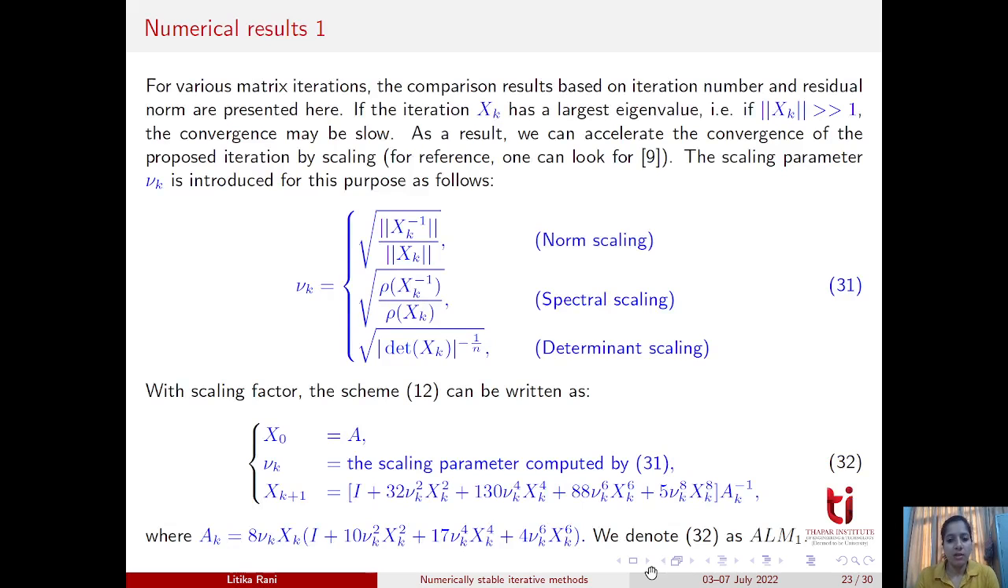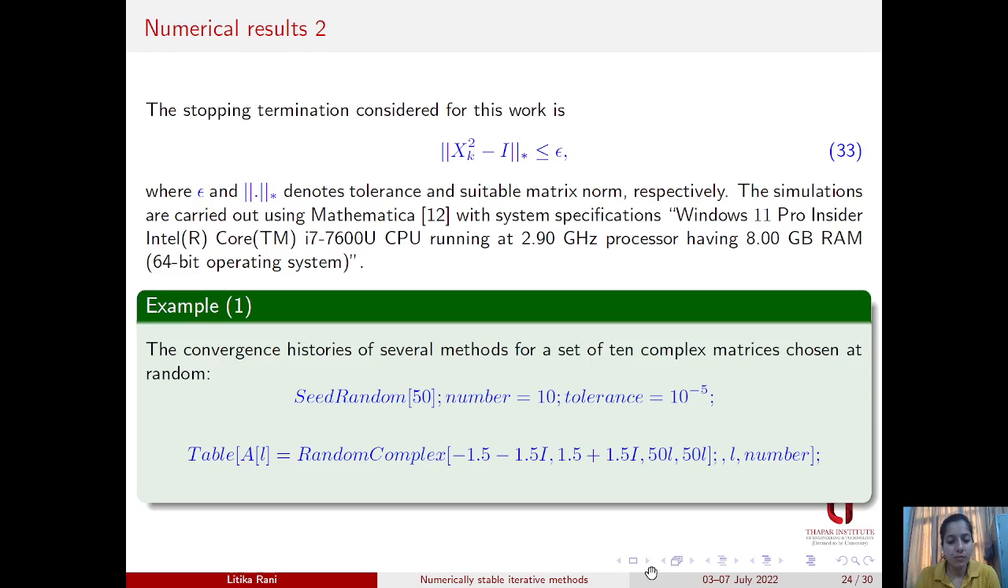Now we will verify the theoretical results by using some examples, and for that we firstly consider that if the iteration Xk has a large eigenvalue, then the convergence may be slow. So as a result, we can accelerate the convergence of the proposed scheme by scaling. The scaling parameter which is introduced for this purpose is given in equation 31, and accordingly we can obtain a new method named ALM1, and the stopping criterion used for this example is given in equation 33, and all the numerical examples are performed in Mathematica using this computer specification.